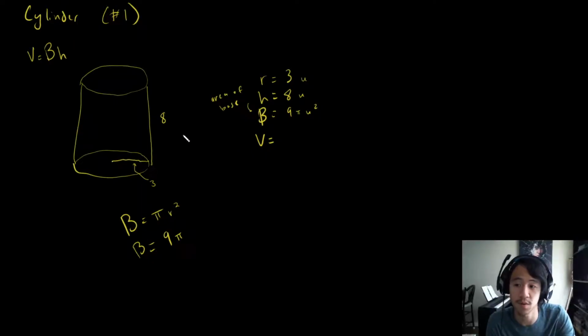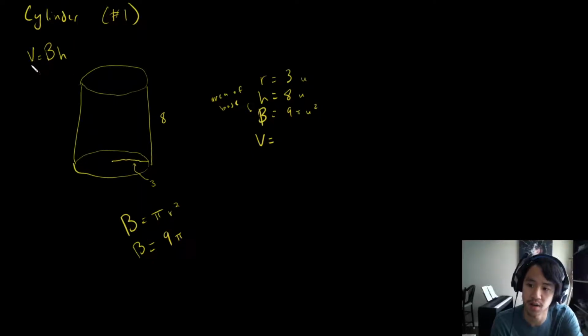So our volume formula, this is new for y'all. Our volume is going to be our big B, the area of the base, times the height. So all we got to do is take 9 pi and multiply it by 8. So we get 9 times 8, which is 72, and then times pi. And volume is actually going to be units cubed. So we got units times units squared. That becomes units cubed. So that's question number 1. Let's go ahead and move on to the next one.